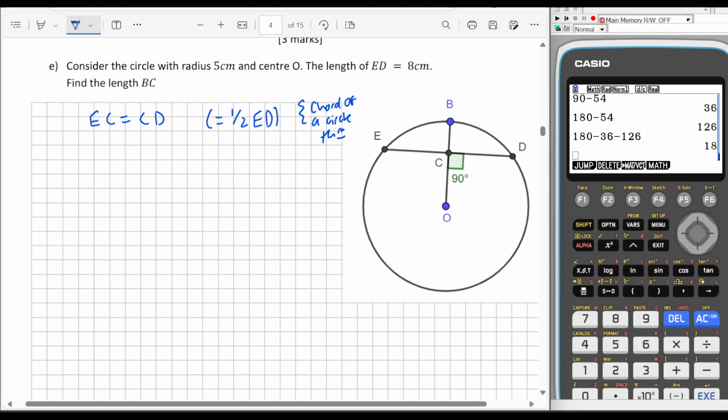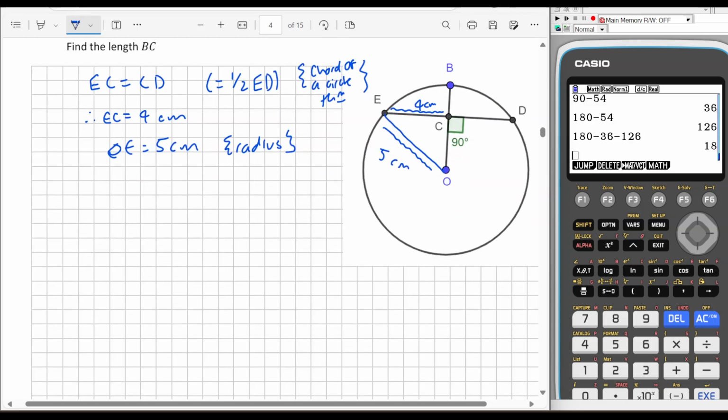Because that's 90 degrees in there. Therefore, EC is 4 centimeters. So we'll label that as 4 centimeters there. This one is 5 centimeters. So OE is 5 centimeters, and that's the radius. That was given in the question.